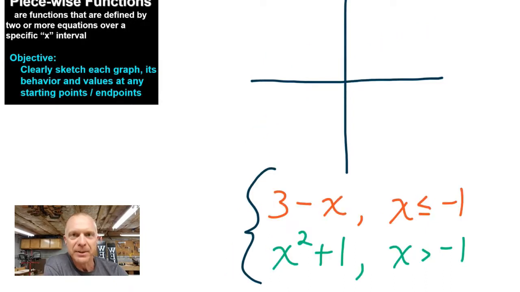All right, how about this last piecewise function? 3 minus x for x is less than or equal to 1, and then we have x squared plus 1 for x is greater than negative 1. You want to try this one on your own? If you do, I encourage you to pause the video right now. See if you can make a decent sketch of this. If you don't want to try it on your own, then you're just waiting for me to continue, which I will do here in 3, 2, 1.